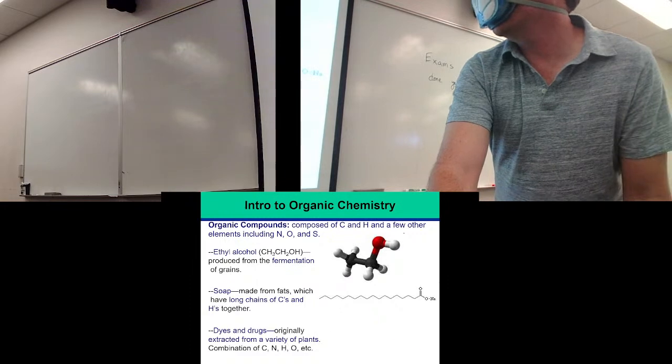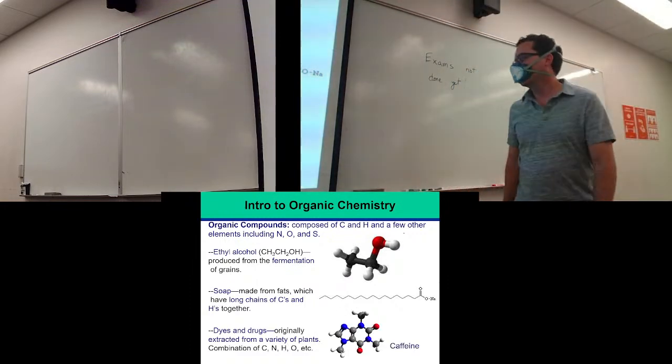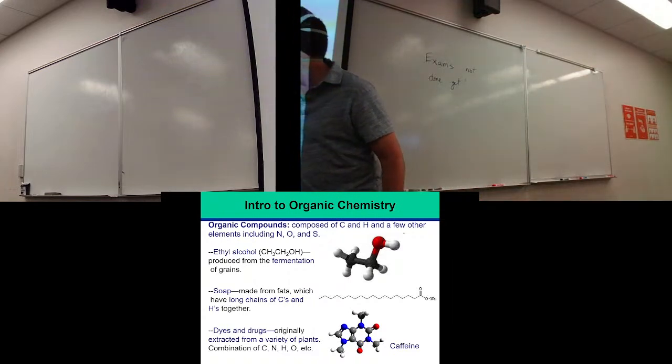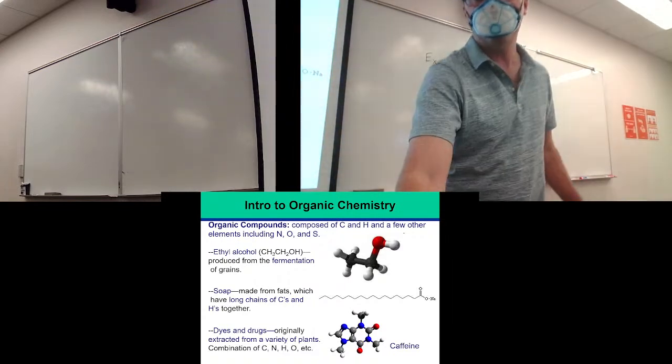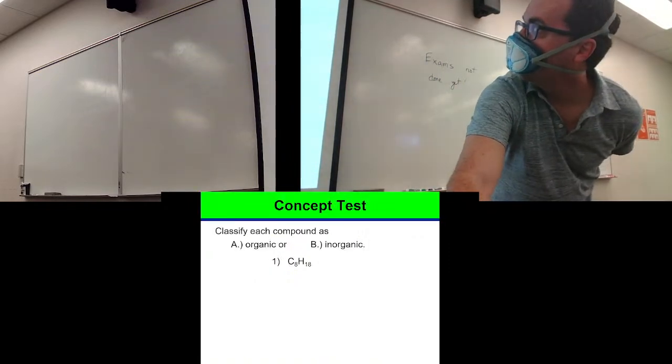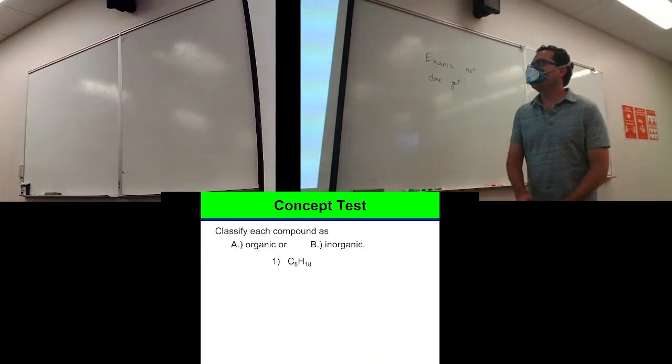Yeah, so dyes and drugs, all sorts of things are organic. Here's caffeine. We got a bunch of carbons, nitrogens in the blue, and oxygen in the red. White are hydrogens. These are just examples. That's it.